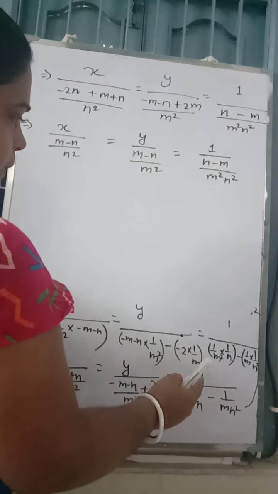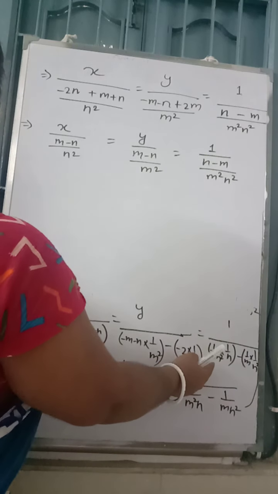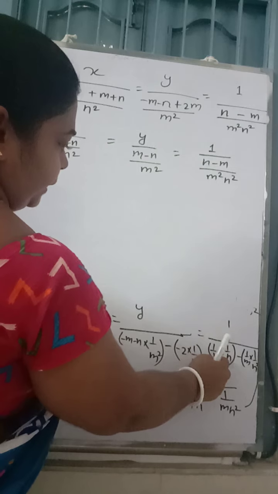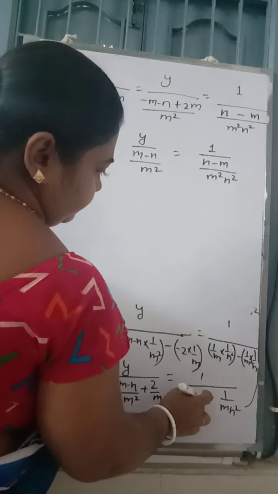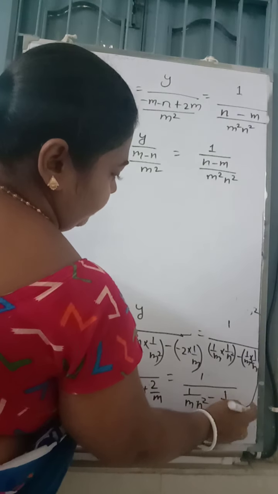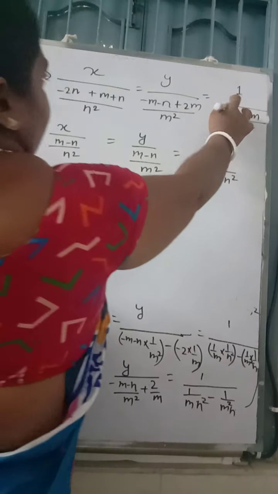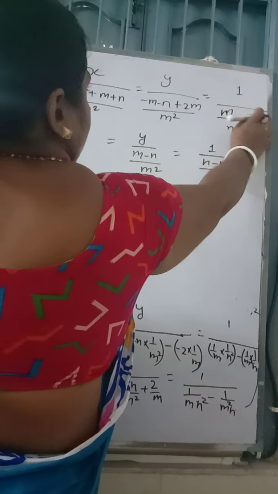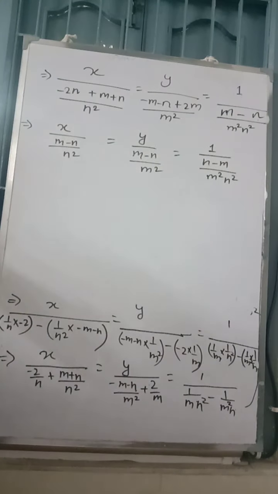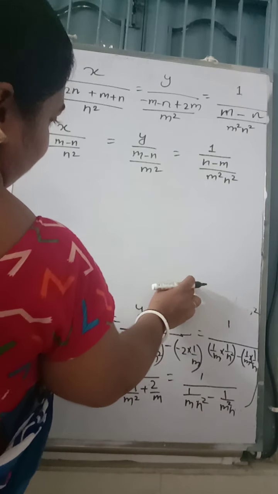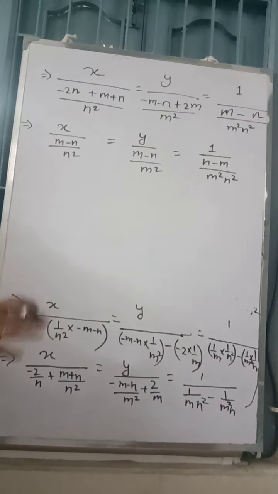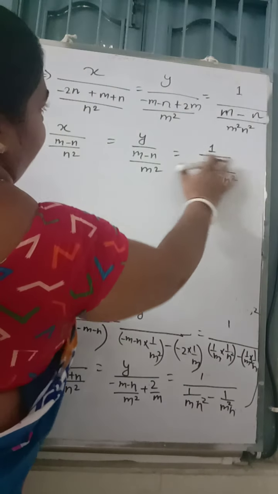See, we have multiplied, this will be 1 by m into n square, and this is 1 by m square m. This is wrong, I have written it that side. It will be mn square and m square n, or it will be m minus n, because we have 1 by m into 1 by n square. So this will be 1 by m into 1 by n square, and then 1 by m square into 1 by n. This will be the writing. So this will be m minus n.